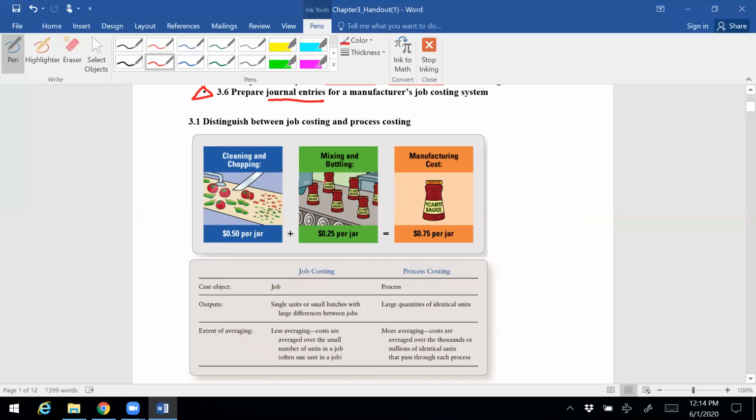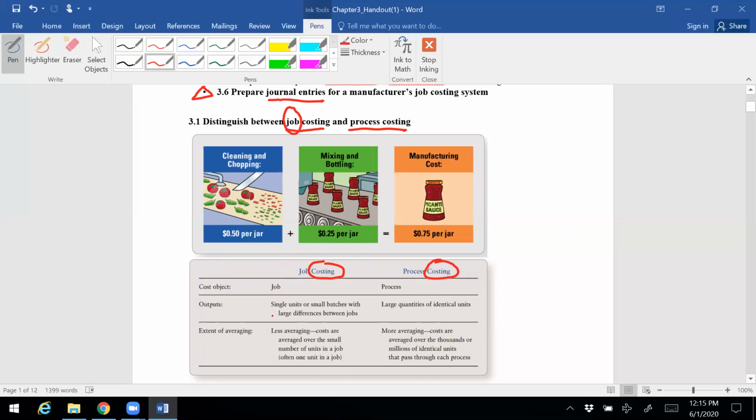The first thing is job costing and process costing. What's the meaning? The general idea is there are 2 types of costing. If you want to get the cost of your product, there are 2 main methods. The first method is named job costing. Why do we call it job costing? Because the cost is related to each job. So when do we use it?